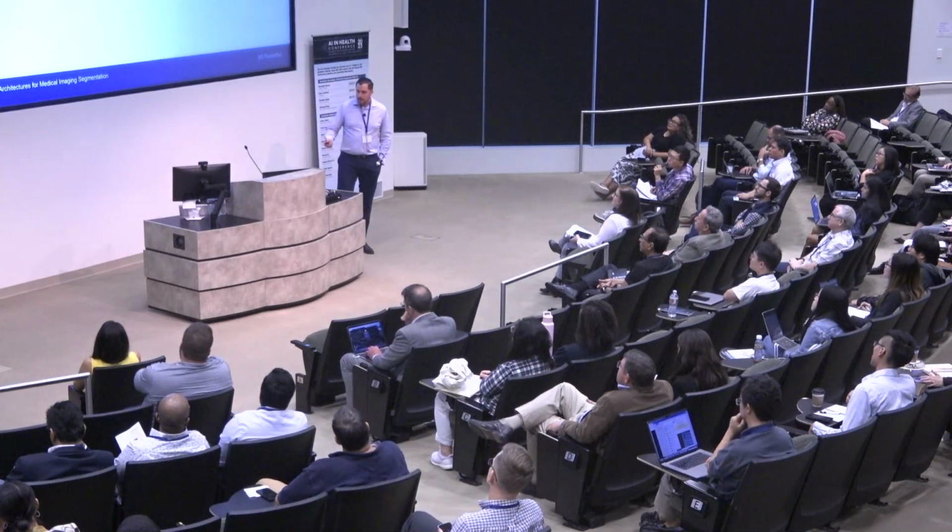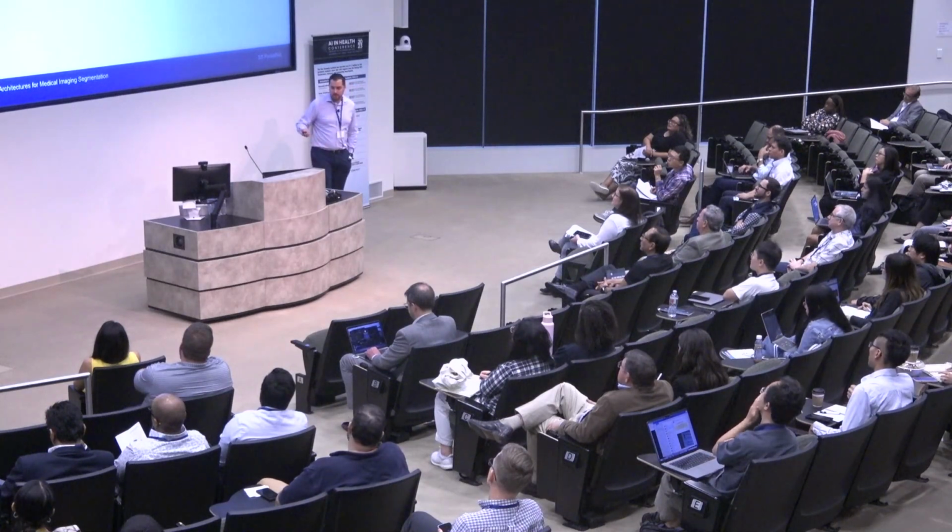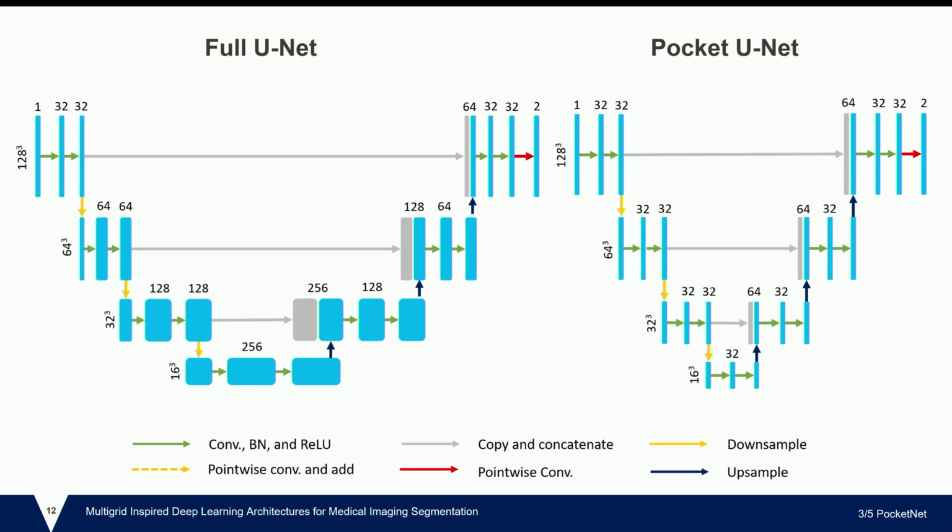So given the similarity between these GMMs and CNNs, we want to ask ourselves, okay, if we stop doing this for these medical imaging tasks, what happens? Visually what this looks like, you have on the left a schematic of your classic UNet architecture where you start with some number of features at the highest level, you double until you reach your encoder at the bottom. But in our case, we decided, okay, let's stop doing that and explore the similarity between these GMMs and CNNs here.